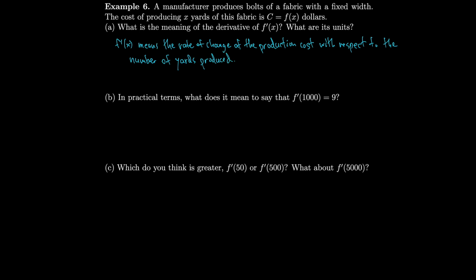We also call that the marginal cost. F prime of x, by definition, is equal to the limit as delta x goes to 0 of, in this case, delta c, because we're using c instead of y, over delta x. Our cost is in dollars. Our delta x is in yards. So that means that the units for our derivative f prime of x are dollars per yard.